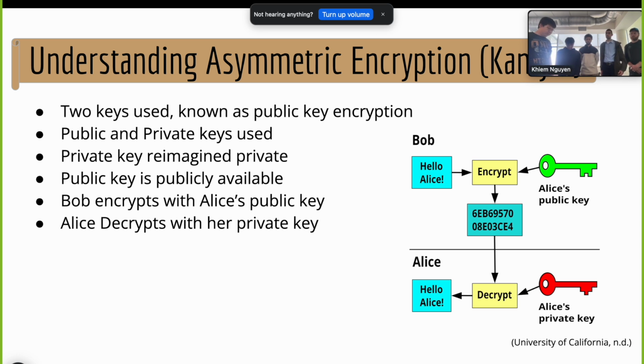So for example, if someone named Bob wants to encrypt something, he could encrypt that with Alice's public key, and then since it's encrypted with Alice's public key, Alice can only decrypt it with her private key. So then she's going to decrypt it with her private key, and this way they are not sharing keys with each other, and it's a more secure encryption technique than symmetric.